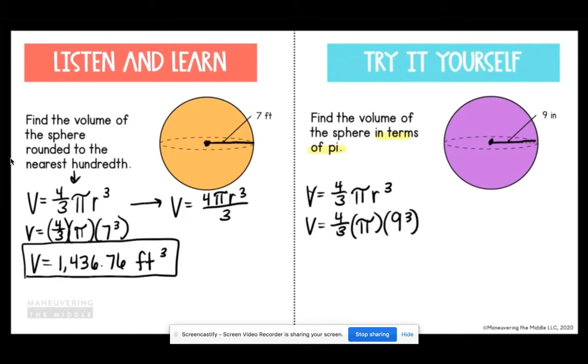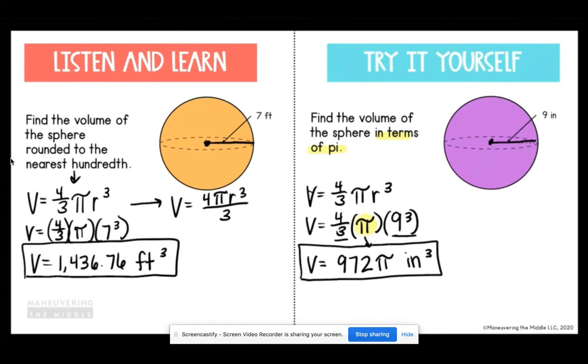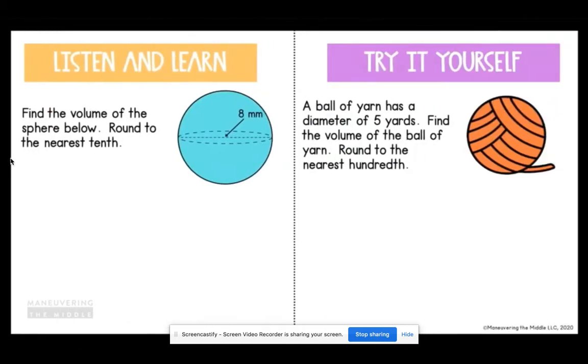Now, in terms of pi is important, it means that our solution is going to have pi written in it. So we need to actually multiply everything except for pi. So if I multiply 4/3 times 9 to the third power, that gives me 972. Then I bring down pi, and in terms of pi, my volume is 972 pi inches cubed. Great, let's do a couple more.